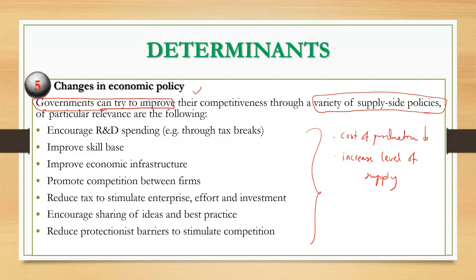Some of the things that the government can do is encourage R&D spending, research and development. How can the government encourage that? By giving tax breaks. Tax breaks means tax holiday, tax relief. That will allow producers to have more funds in hand to increase their production and reduce their cost of production. Improve the skill base: the government can provide training, free training to labor, or education for future labor, and that will improve their productivity. Improve economic infrastructure in the country.